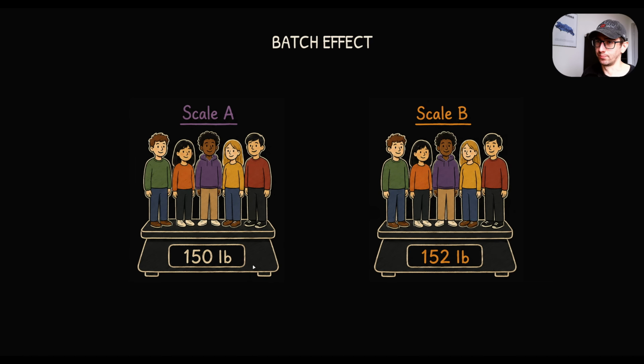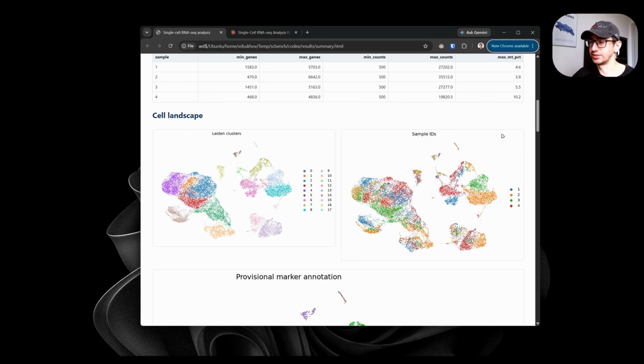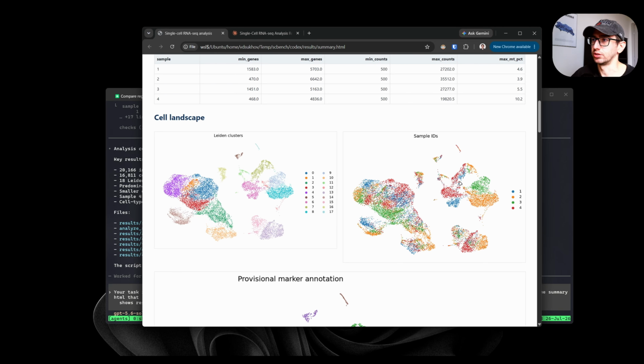There might be some batch effects, basically between the times when the experiment was done or something like that. And we want to get rid of this particular effect and just preserve the biological differences of our data. Because of that, I think the single cell analysis performed by Codex in this particular case is weak. So definitely I could improve it.